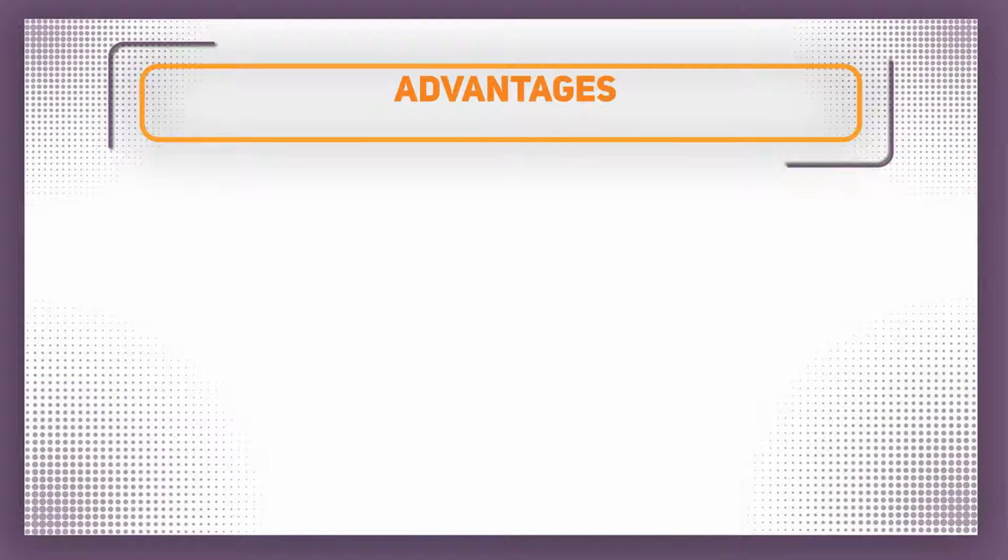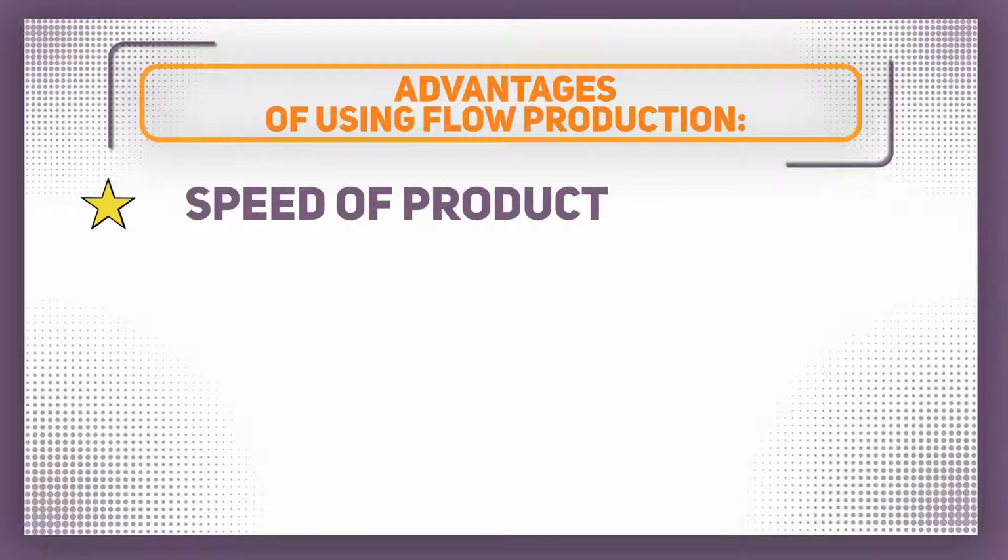So let's think about the advantages to Dawn's business of using a flow production process. When Dawn first started out, it was incredibly time consuming to make each bike using job production. And the process is simply so much quicker now that Dawn has these facilities to be able to mass produce.